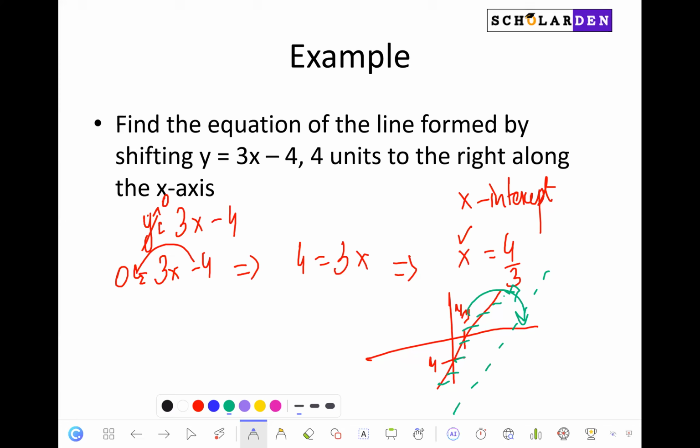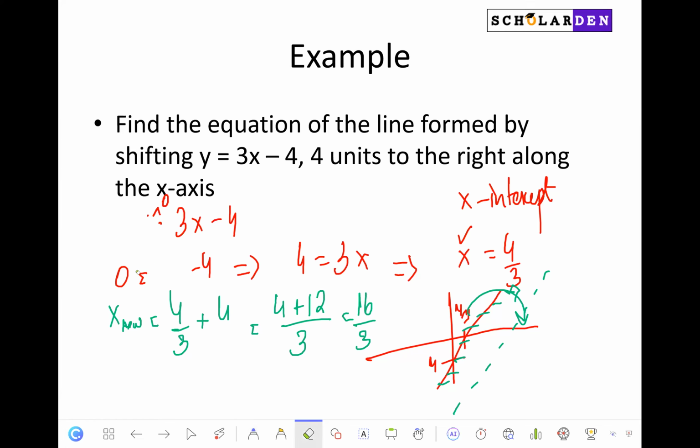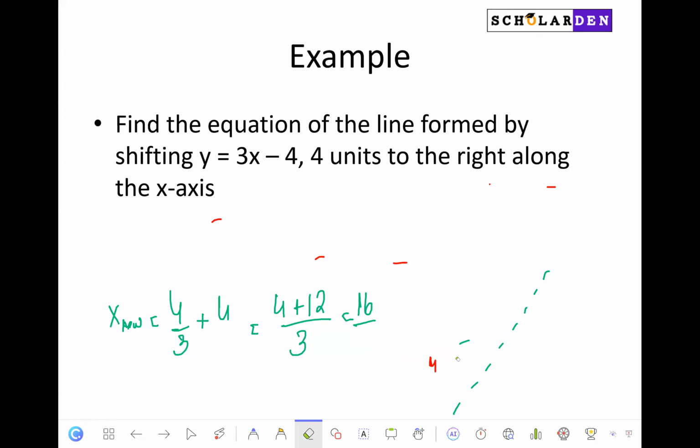And what is this new x-intercept going to be? So the new x-intercept is going to be, let's call it x-intercept new, 4 by 3 plus the number of units we're supposed to shift along the x-axis. So this is 4. And if we add them, taking the LCM, the least common multiple, for this is 3. So we get 4 plus 4 times 3 is 12. So we get 16 by 3, okay? So the new x-intercept for the shifted line is going to be 16 by 3.